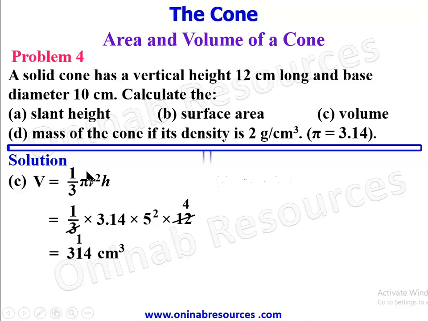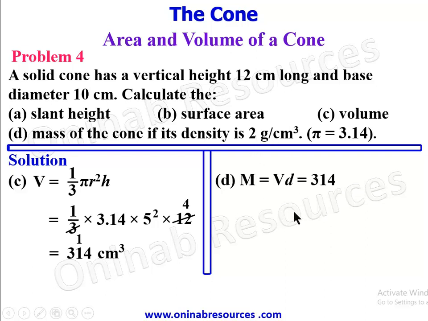We now go ahead to find the mass of the cone using the volume we just calculated multiplied by the density, which we are given here. So that will give us 314 times 2, which will give us 628. So that gives 628 grams. And that's the end of the solution to problem 4.